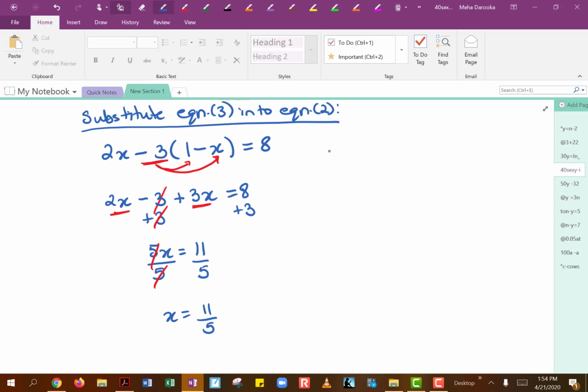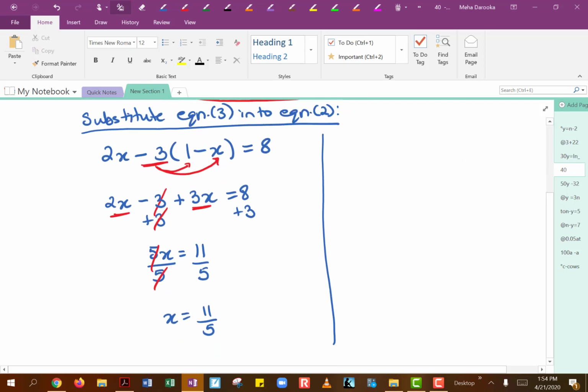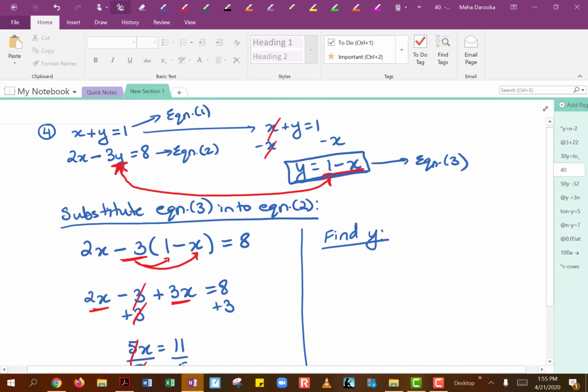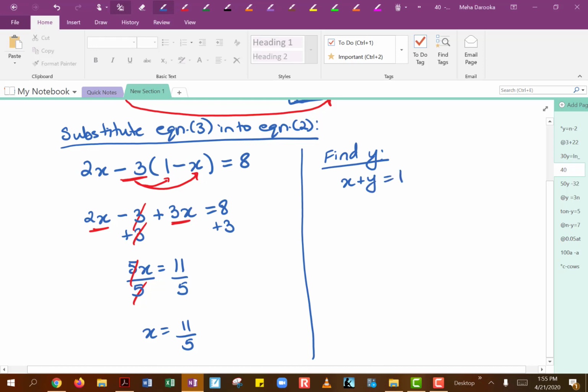So now, let's go ahead and find y. You can use any one of the equations, but I think I'm actually going to use my first equation, and usually it's always a good idea to go back to your original equations. So we'll substitute for x as 11 over 5 and then try and find y. So I'll need to subtract 11 over 5 from both sides, and we will end up getting y equals 1 minus 11/5.